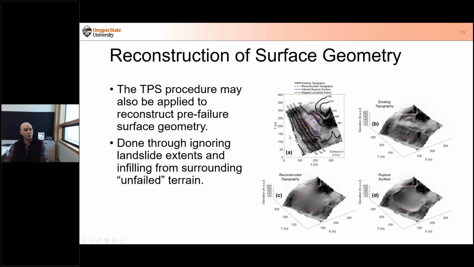We can use a similar procedure to reconstruct the geometry. Basically take all that rock, all that soil, and shove it back uphill where it came from. Now, you lose things, of course. You don't have the natural roughness of terrain and the likes of that, but it does enable us to start to say, okay, where did it come from? What was the source volume? And things like this. And it allows us to have an estimate of unfailed terrain.